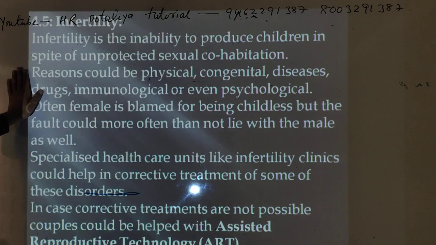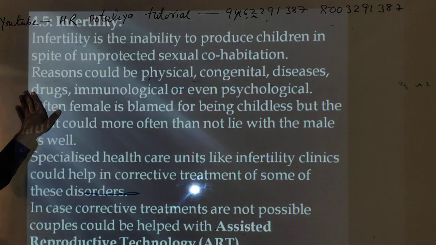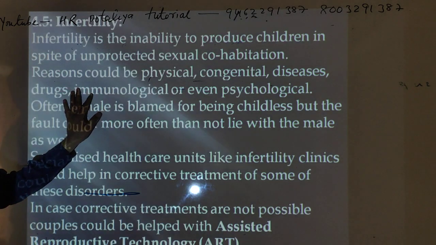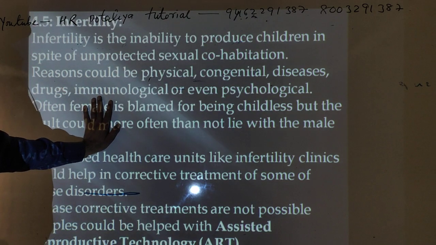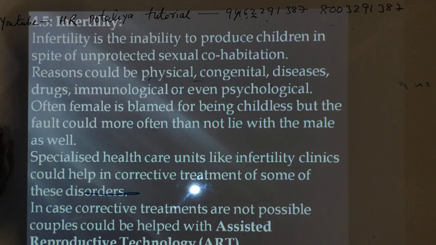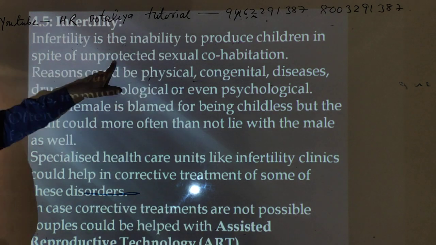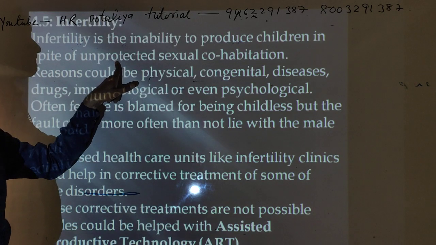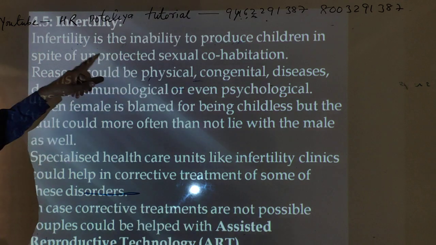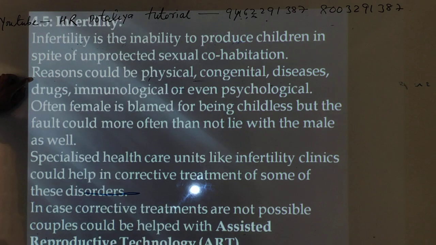Whatever the reason, sometimes gametes are not produced, sometimes gametes are produced but not fused, sometimes fused but pregnancy is not there, sometimes pregnancy is there but continuity is not there. The reasons may be structural, physiological, or other types of barriers, due to which the pregnancy does not continue. Infertility is the inability to produce children in spite of unprotected sexual cohabitation: continuously, without any barrier, physical relation is there, but no pregnancy.